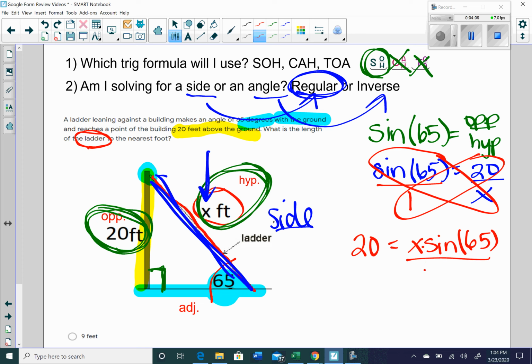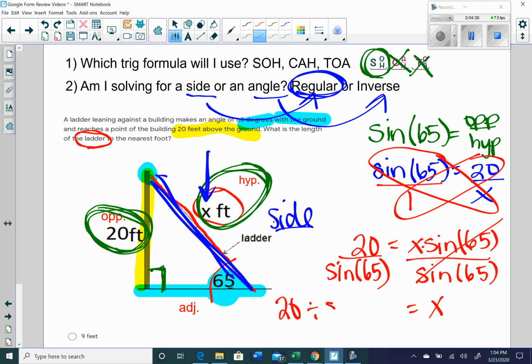To isolate x, I need to divide by sine of 65 on both sides of my equation. And now that will allow me to reduce out the sine of 65 and have x isolated. And here I need to plug in my calculator, 20 divided by sine of 65. 20 has to go first because it's on top.